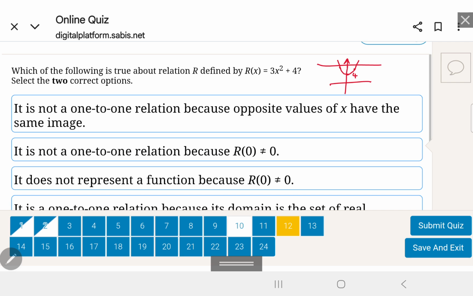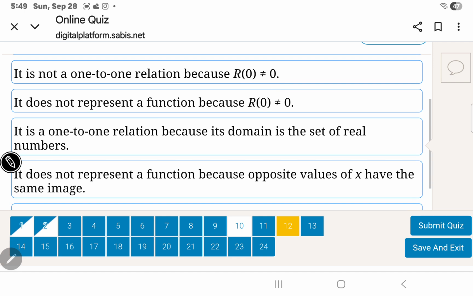So it's not 1-to-1. So it's not a 1-to-1 relation because opposite values of x have the same image. Yes, this is correct, because if you have here -1 and +1, both will have the same image, which is 7. So this option is correct. It's not a 1-to-1 function, no, because r(0) equals 0. No, this is incorrect. It does not represent a function. No, it represents a function because it passes the vertical line test. So if you draw a vertical line, it cuts it once, so it is a function. So this is also incorrect.